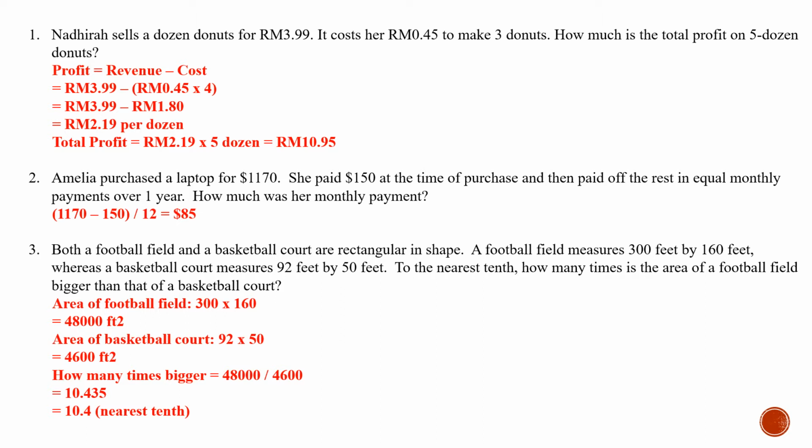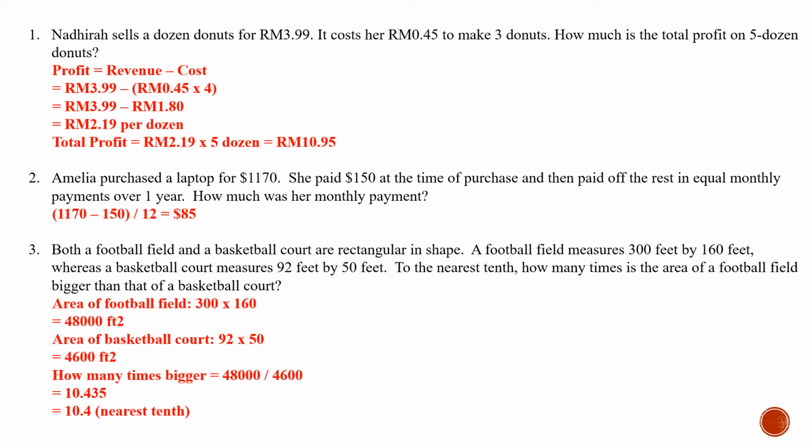It cost her 45 cents to make 3 donuts. How much is the total profit on 5 dozens of donuts? So basically, let's look at this. You want to find profit. What's profit? Revenue minus cost. What's revenue? Revenue is the sales. Okay, revenue is sales. That means what you sell minus the cost of it is your profit. All right, so revenue is sales. You have to get used to that term.